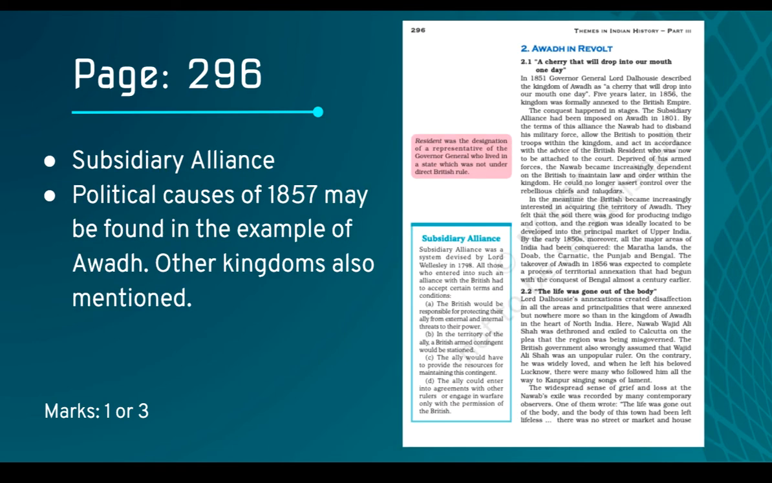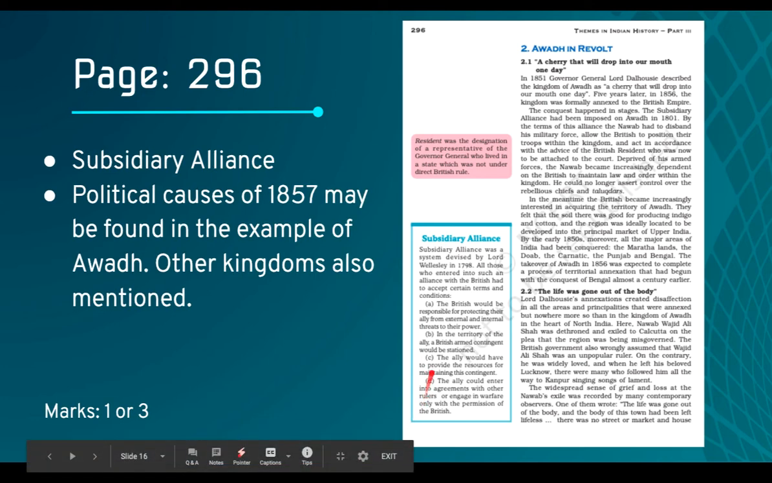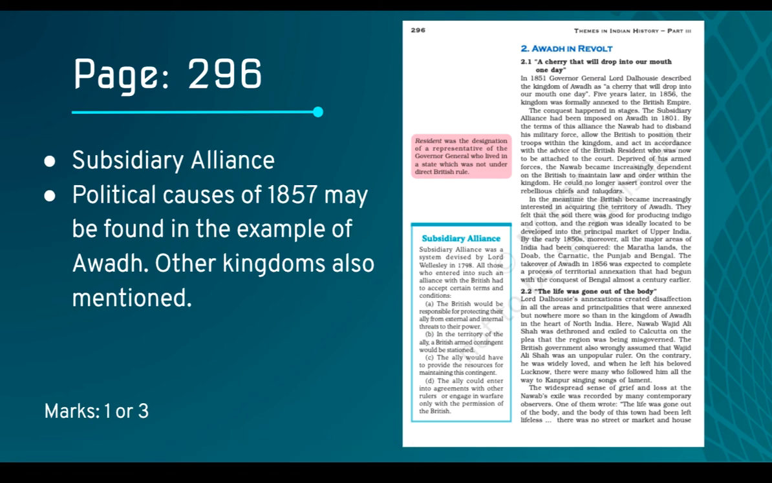Page 296, you have a discussion of the subsidiary alliance, which is actually very, very important. So you must know all the clauses of the subsidiary alliance. And this is also the page from where we can start the discussion on the political causes of 1857. They're taking Awadh as the case study. And of course, there are some other territories also mentioned here. For example, Satara, Jhansi, Kanpur, and so on.